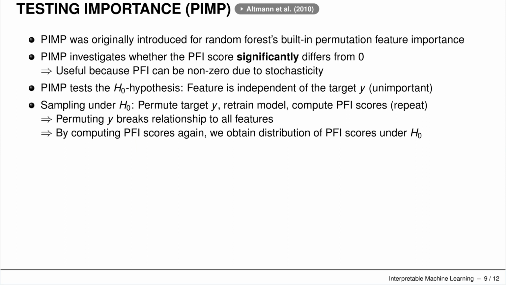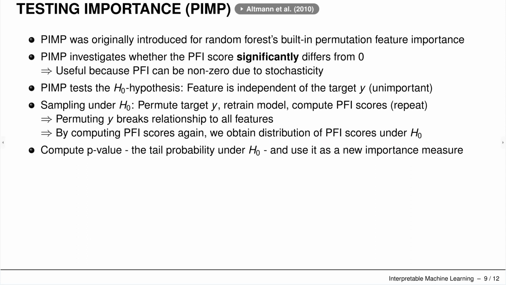So what you do is you want to do sampling under the null, and for that you permute your target y, retrain your model, compute PFI scores, and do that repeatedly. Because the permutation of y is breaking the relationship to all features, you are actually under the null. And by computing the PFI scores again several times, you can get the distribution of the PFI scores under the null. Now you compare your observed PFI value with the distribution. So you look at the tail probability under the null and use this as a new importance measure.